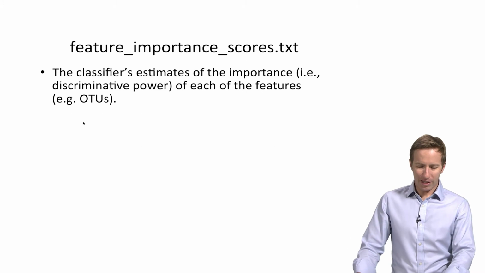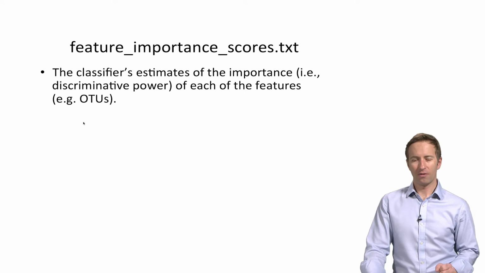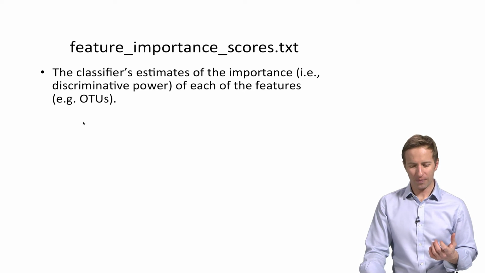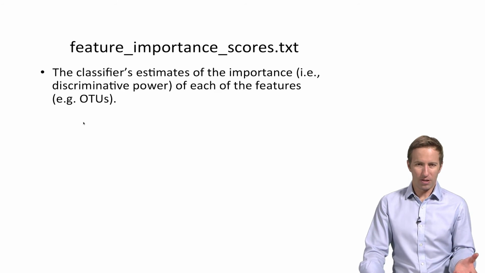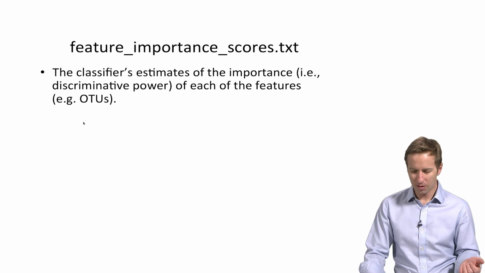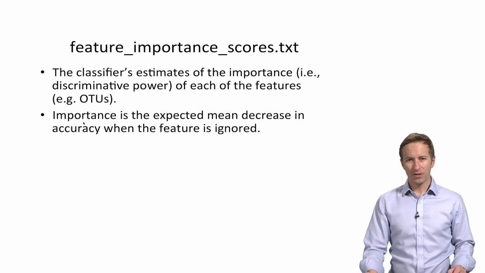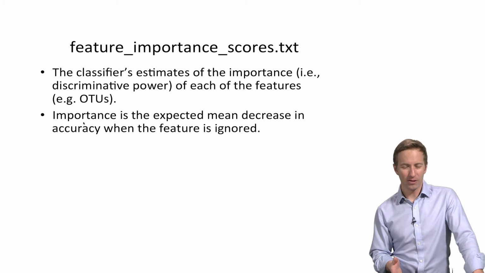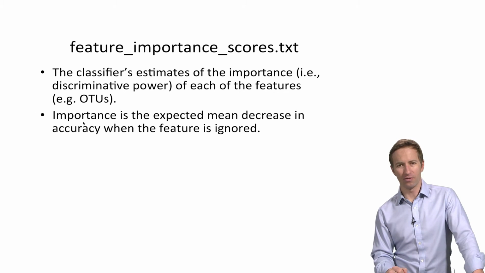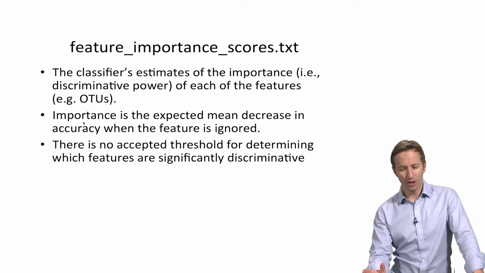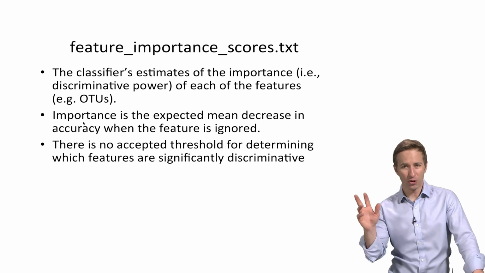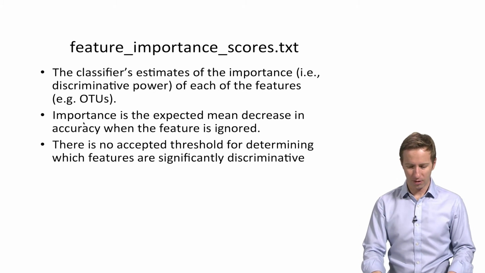The next one I want to talk about is feature importance scores. So this file gives you the estimates of the importance of each feature. This could be your OTUs, it could be taxa, it could be genes. The importance is measured as the average decrease in the accuracy of the model when you scramble the values of a particular feature. And there's really no accepted threshold for deciding what level of feature importance is valid.